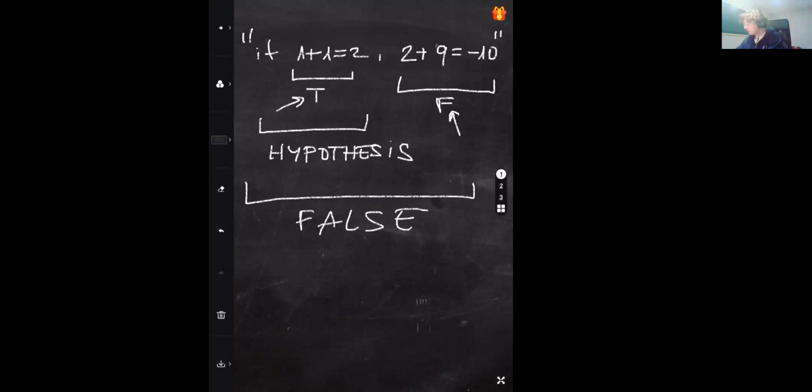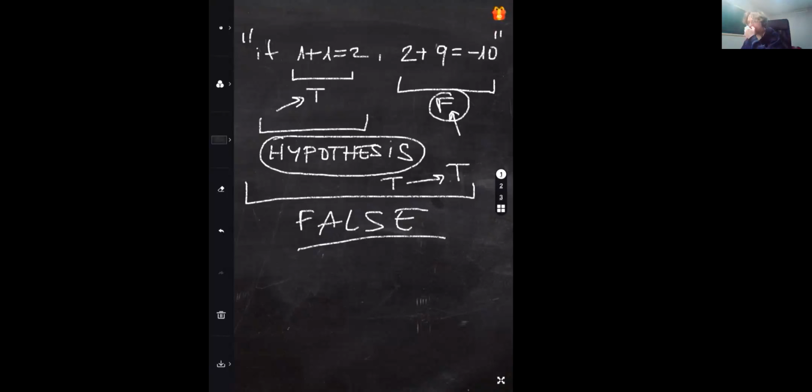Because you know that your working hypothesis is true, so true must imply true. But here we have a false, so the whole thing is false. I think that things are clear now.